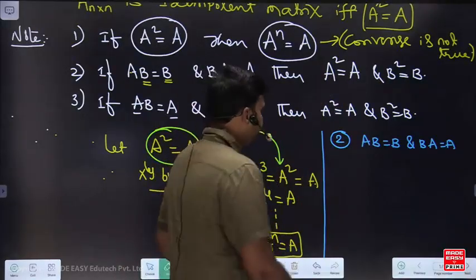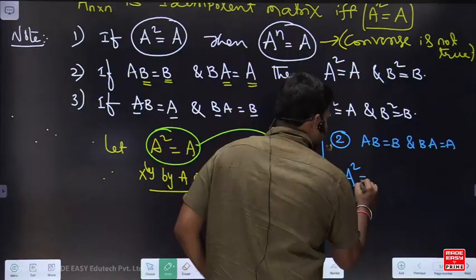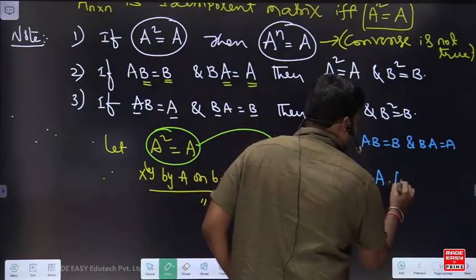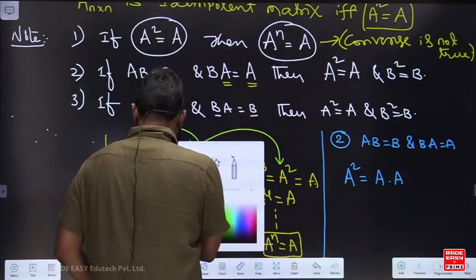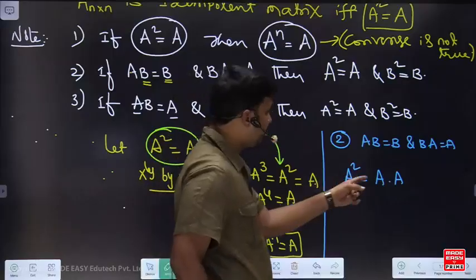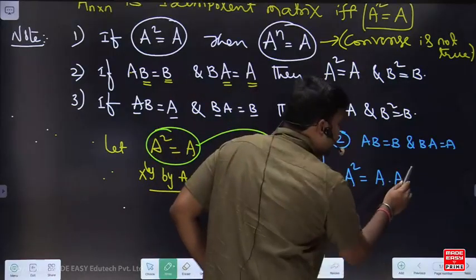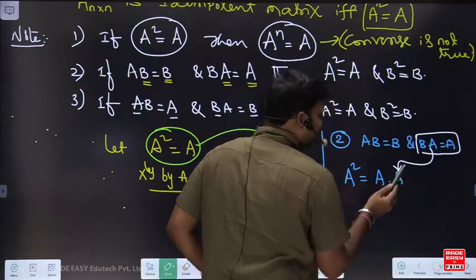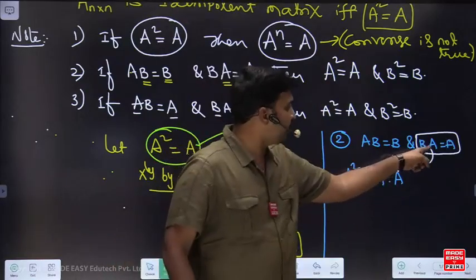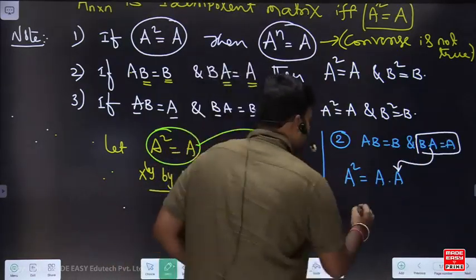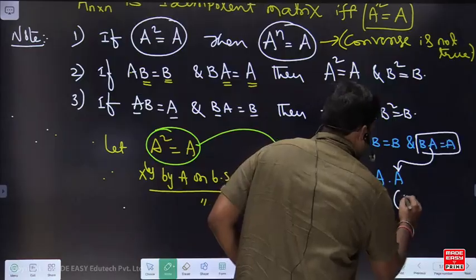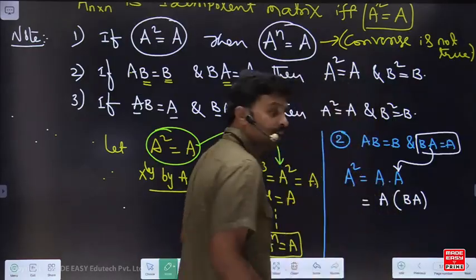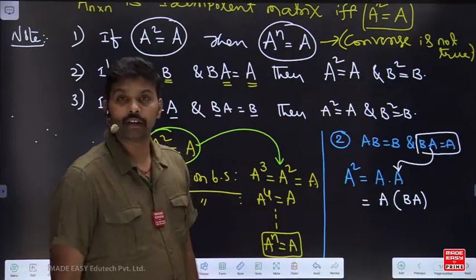How? Let's see. Suppose I take A square as A into A here. Now, in place of this A, I will be replacing it by BA. This A can be replaced by BA. So then you are going to get A into BA here.